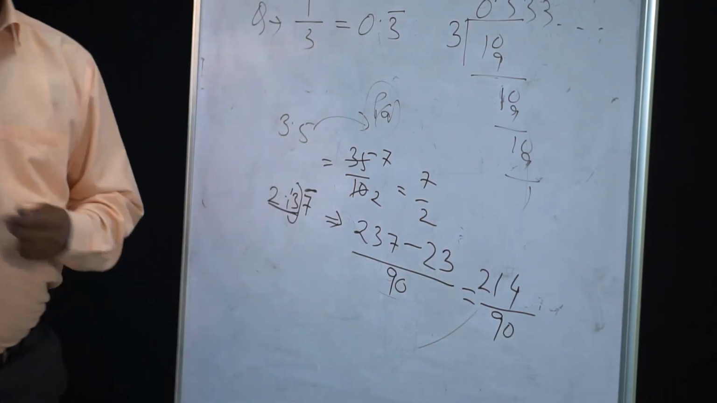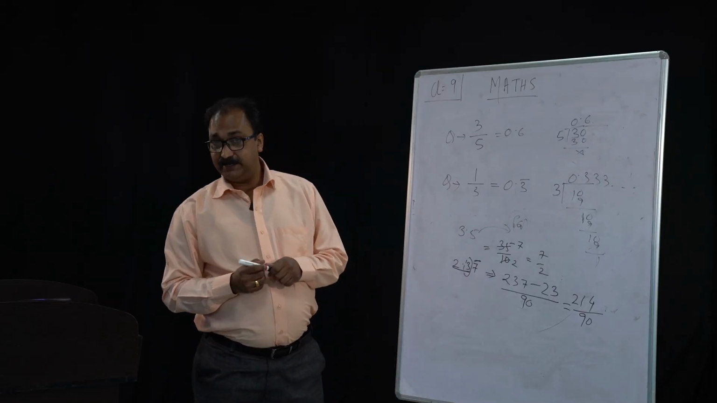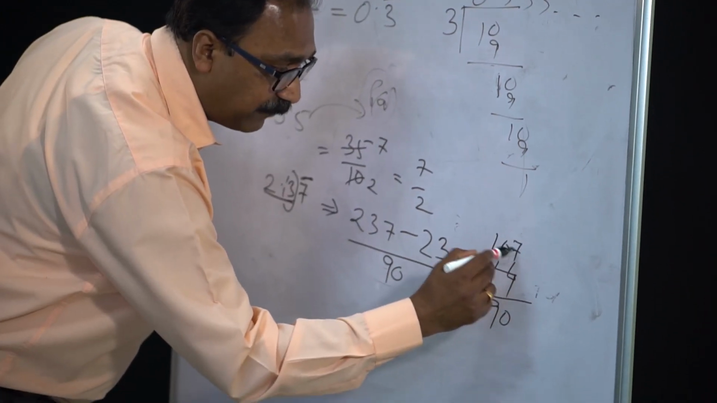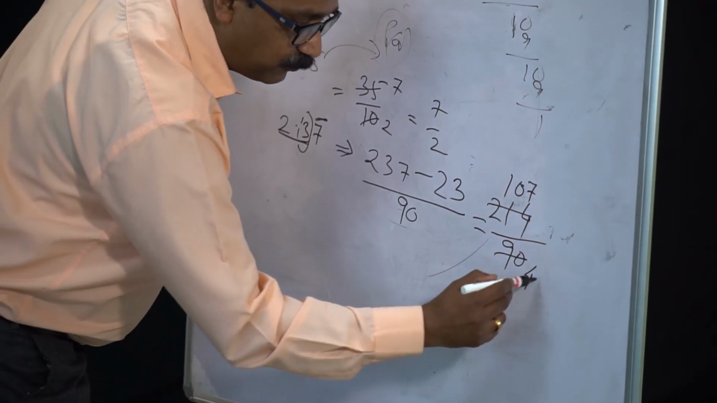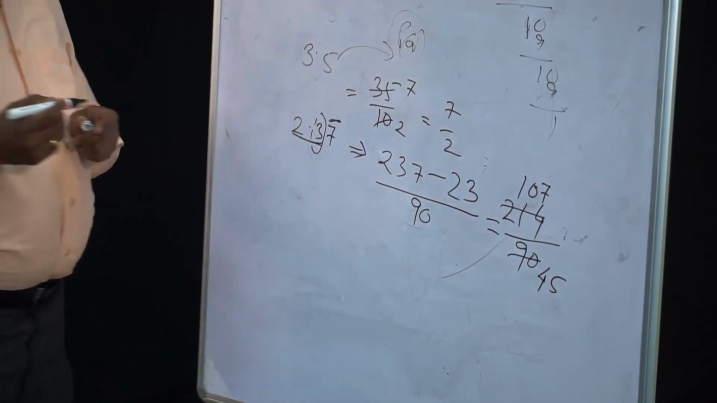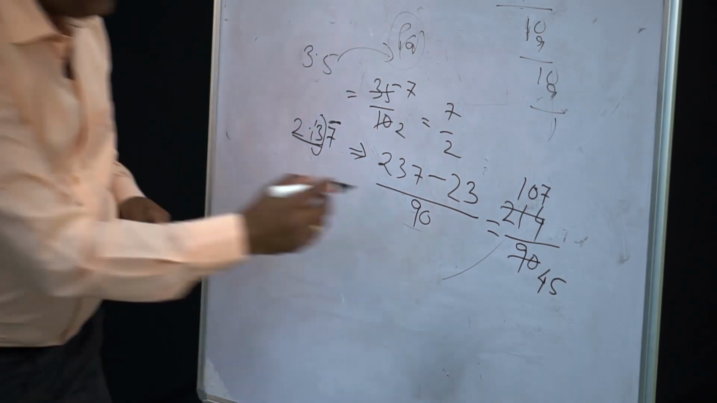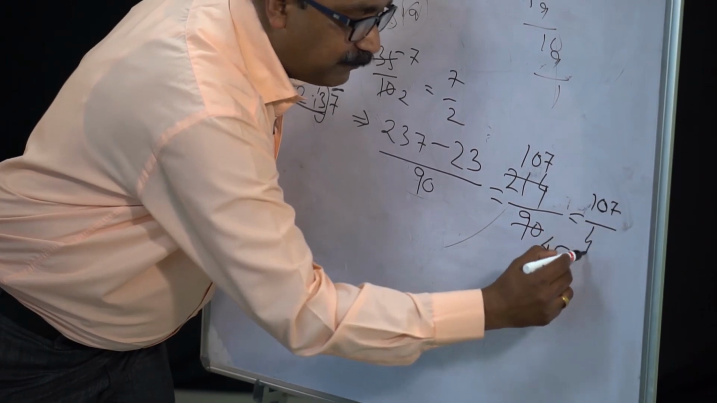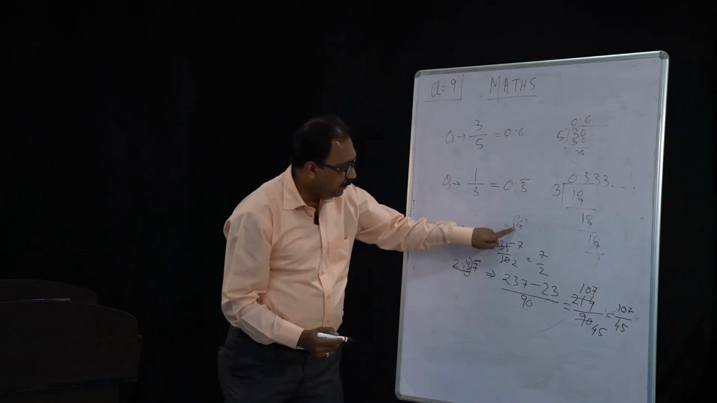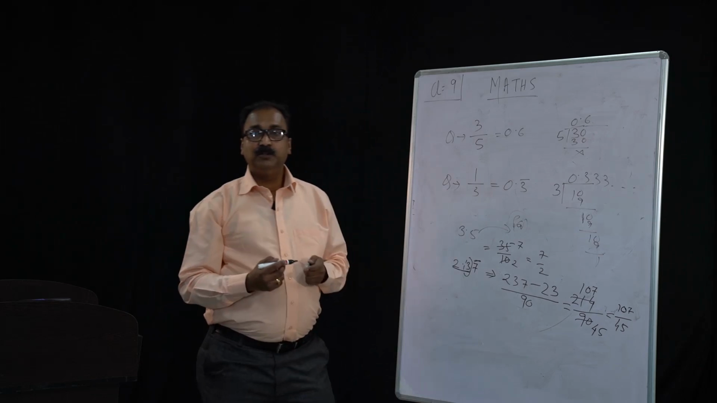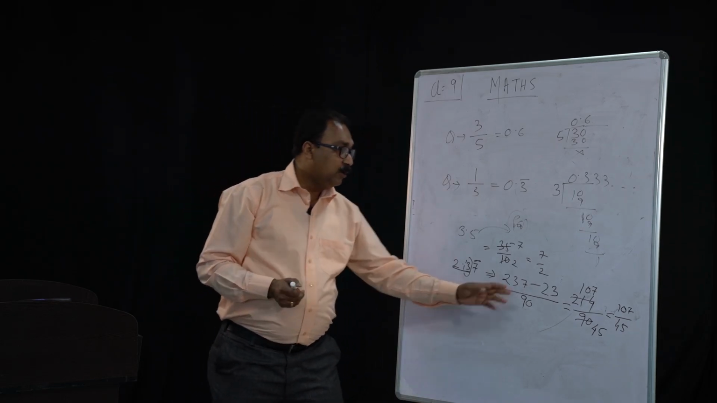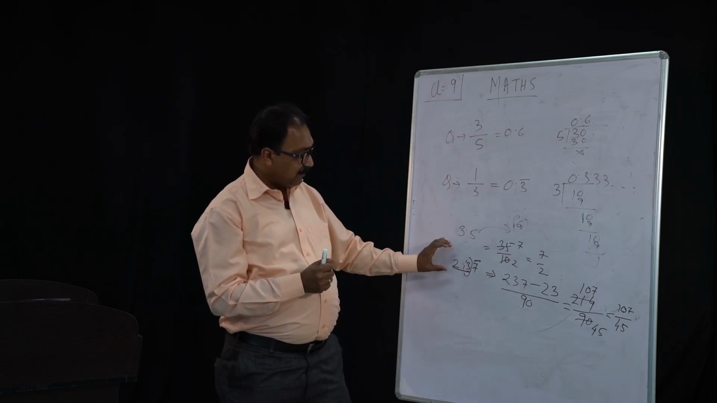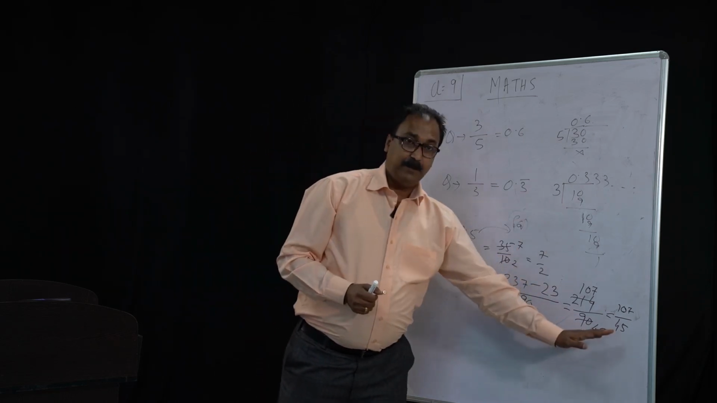Now if it is possible to cancel, you have to cancel it. How much can you cancel? By 2. 2 1s are 2, 2 7s are 14. 2 45s. Can you cancel any more? No. So now we get 107 by 45. Look at this. Is it in the P by Q form or not? So this is the shortcut idea to reach the P by Q form. Clear? So this non-terminating repeating decimal comes under P by Q.